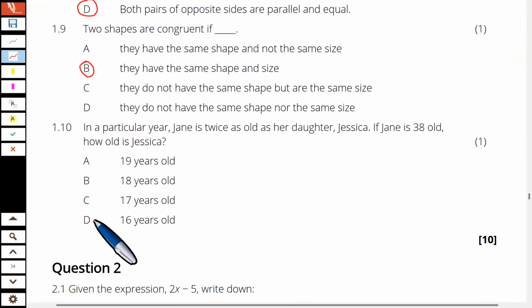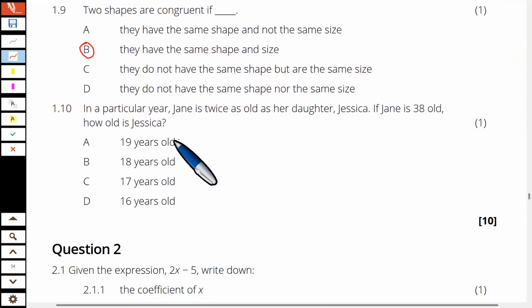Let's look at 1.10. Right, in a particular year, Jane is twice as old as her daughter, Jessica. If Jane is 38 years old, how old is Jessica? 1 mark, 1.10. How old do you think Jessica is? And what do you think is the answer to this question?